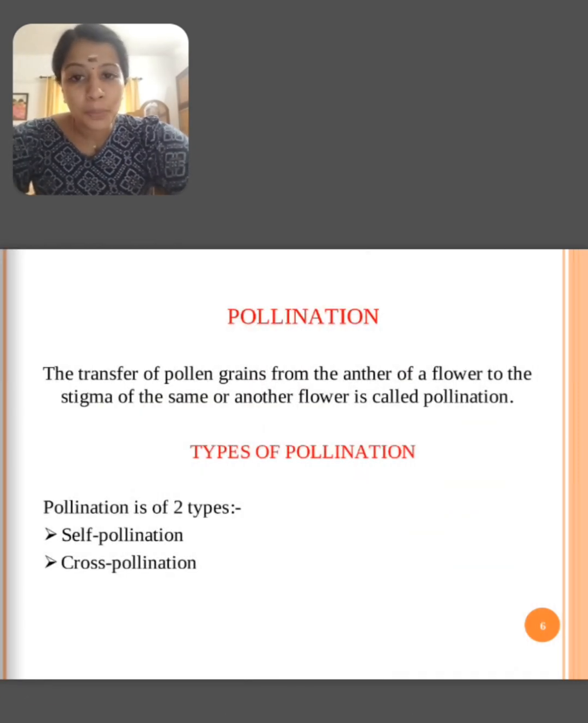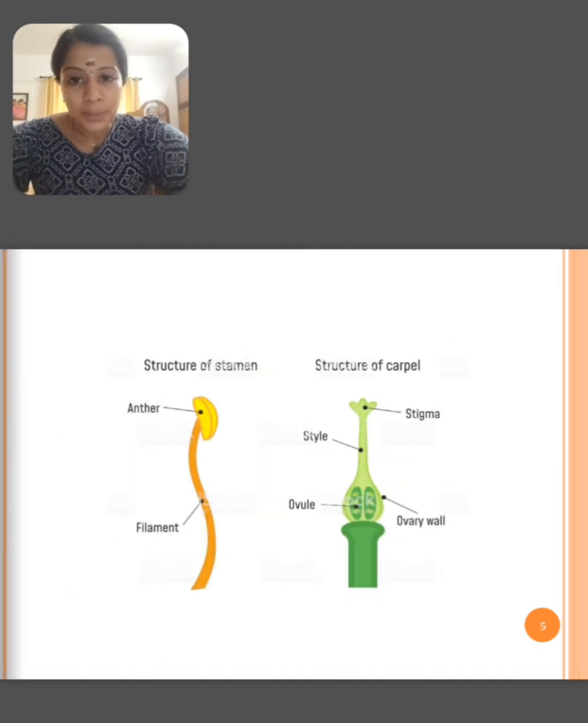And moving on to pollination. Pollination is the transfer of pollen grains from the anther of a flower to the stigma of the same flower or another flower. When we look at the picture, we can see here the anther and stigma, and the transfer of pollen grains from this anther to stigma is known as pollination. It can be on the same flower or a different flower.